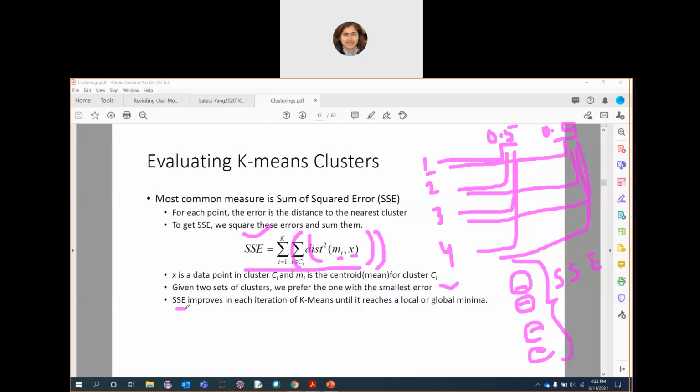So with SSE, let's say you are performing certain iterations in different steps. You are doing this analysis, finding the distances between the points and the centroid, and then finding the SSE, the sum squared error. In each step or iteration, looking at whatever SSE values you have, wherever you find the smallest error, that becomes your final solution. In that case, it reaches the local or global minima, which is final.